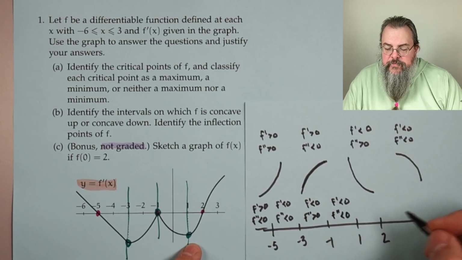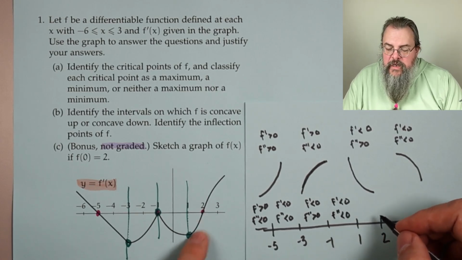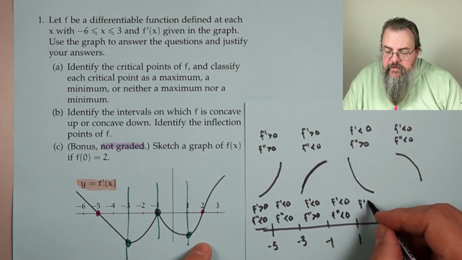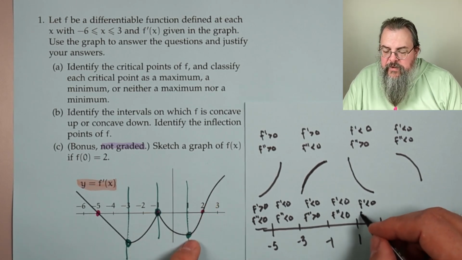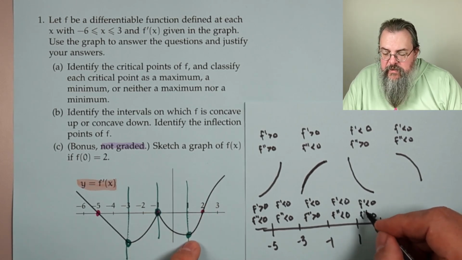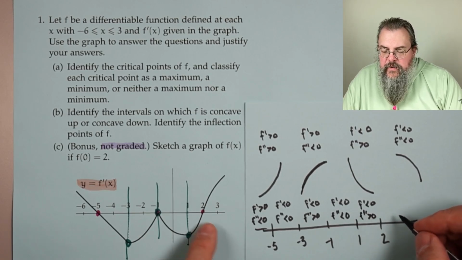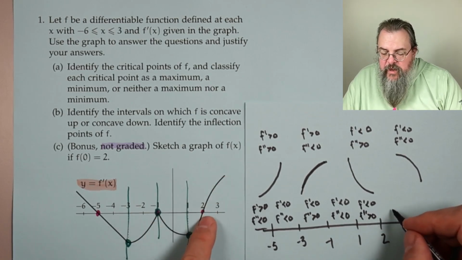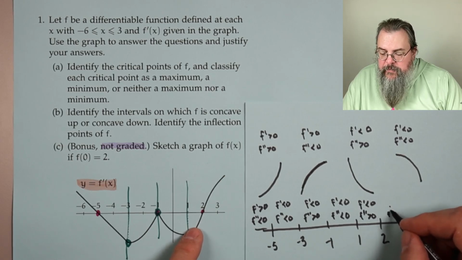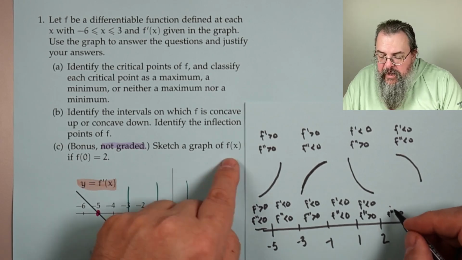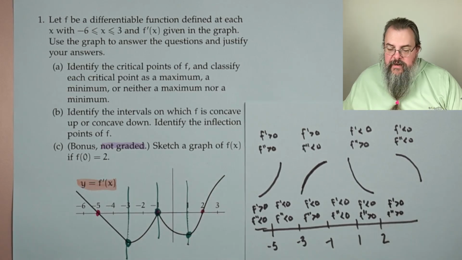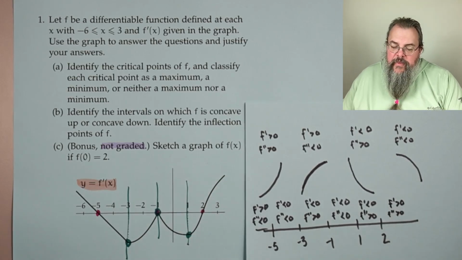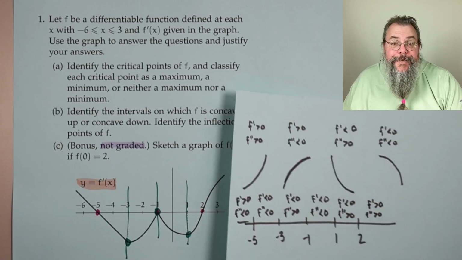From negative 1 to positive 1, f prime is still negative, but we're going downhill, so f double prime is negative. From 1 to 2, f prime is still negative, but notice we're going uphill, so f double prime is positive. And now, above 2, we're going uphill, so f double prime is positive, and it's a positive value, so that says f prime is positive. All right, so this is the information we need.